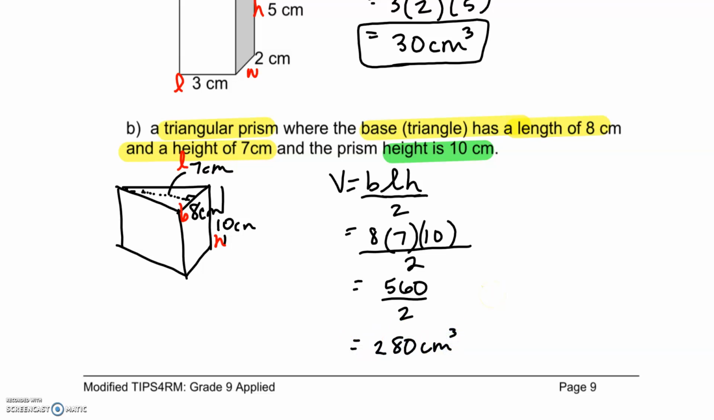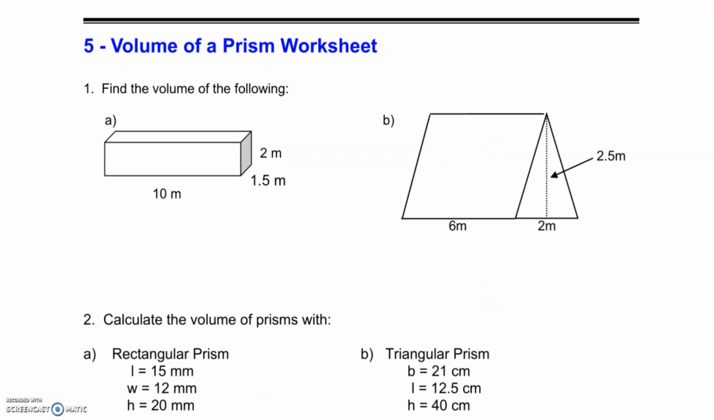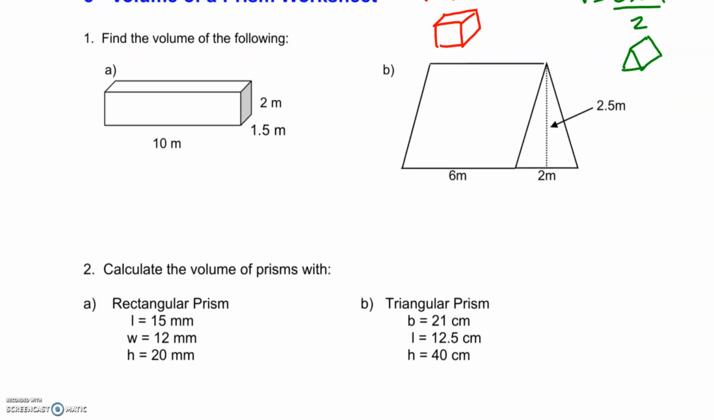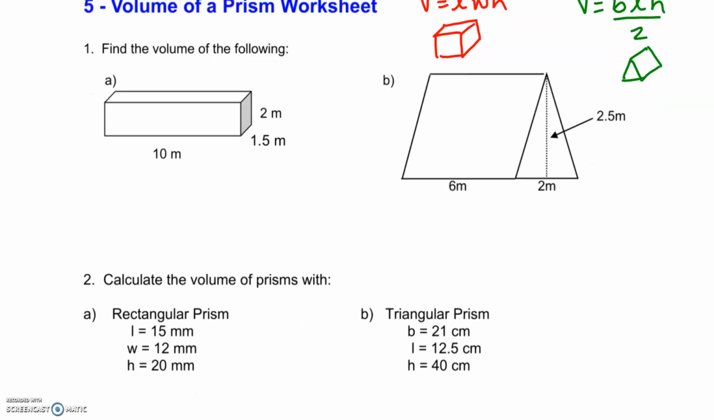All right, let's take a look at the worksheet that you're going to be doing. So here's the worksheet, and remember, you have 2 formulas that you're going to be using. So let's write them at the top of your worksheet. We're going to be using length times width times height, or we're going to be using base times length times height divided by 2. And we know that we're going to use the first formula if I have a rectangular prism, which looks like a box. And we use the second formula if we have a triangular prism, which looks almost like a tent. So make sure you're using the correct formula for the correct shape as you are going through the worksheet.